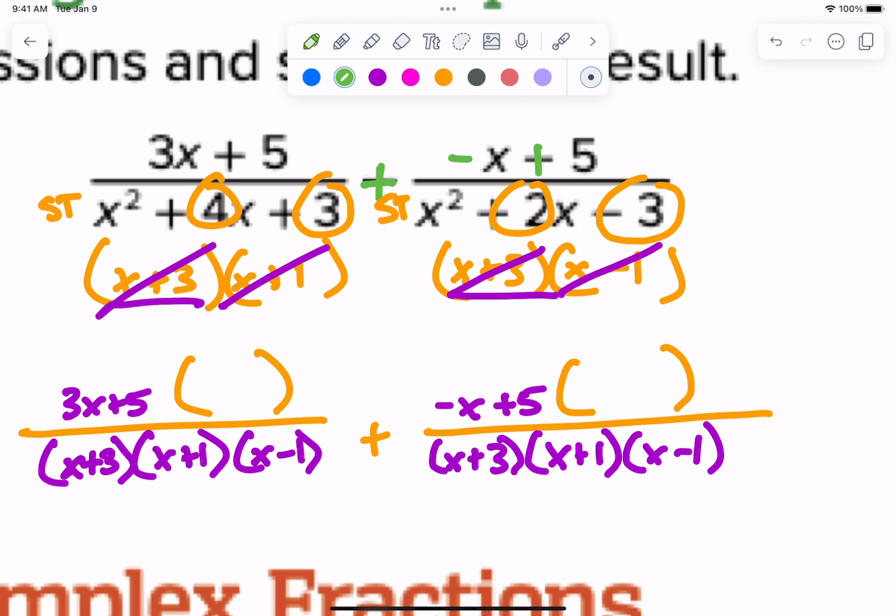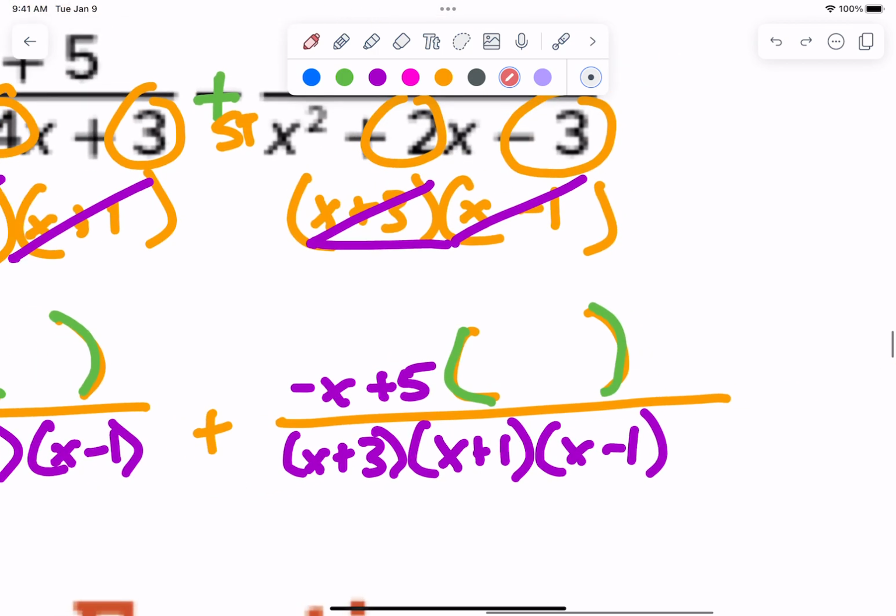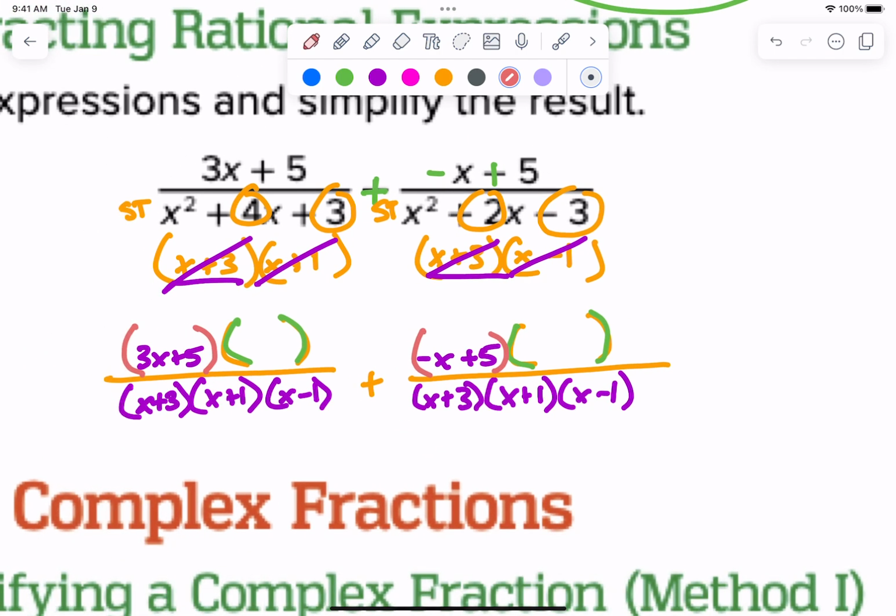I should do that in a different color. Write what he needs. Okay? Now, I am also going to put this front piece in parentheses as well, because if I don't, look at what happens. If I don't put that front piece in parentheses, it looks like I only have to take 5 times that thing, right? So I'm going to put him in parentheses as well, so that I know I have to FOIL at the end.